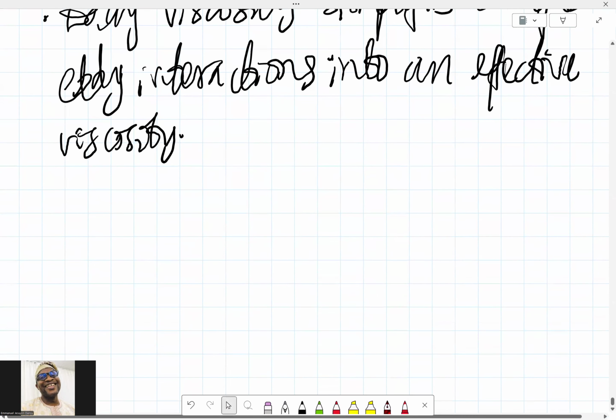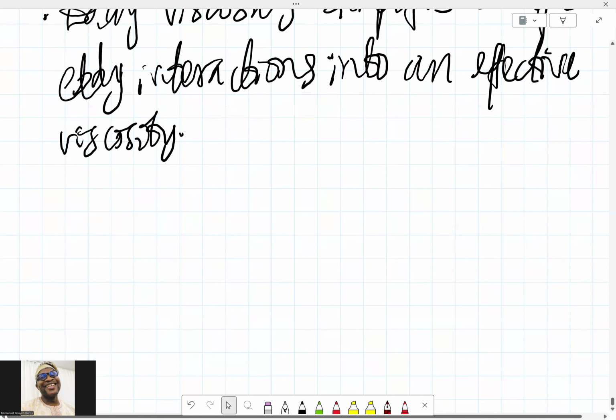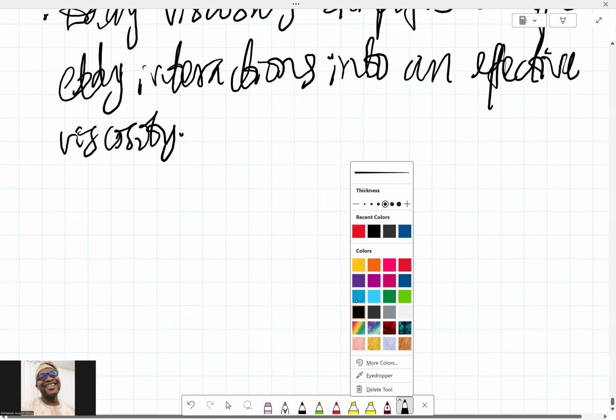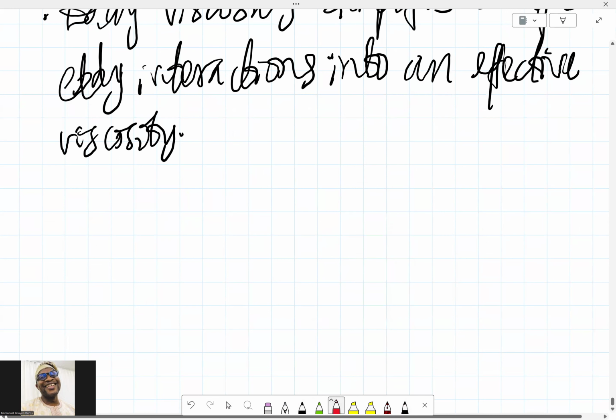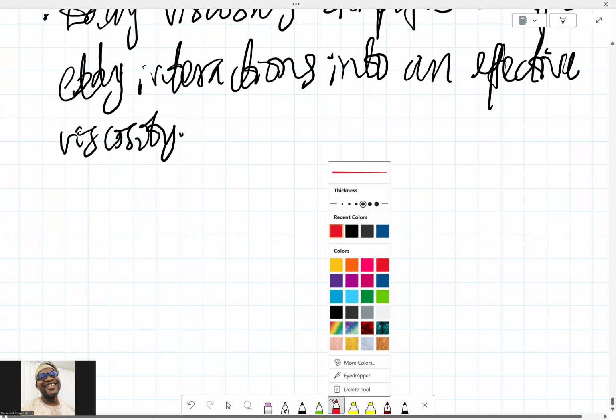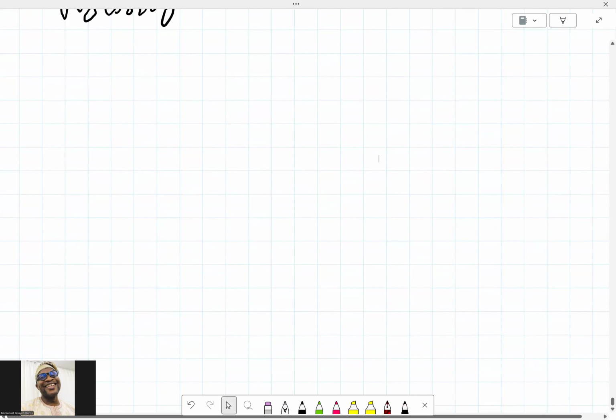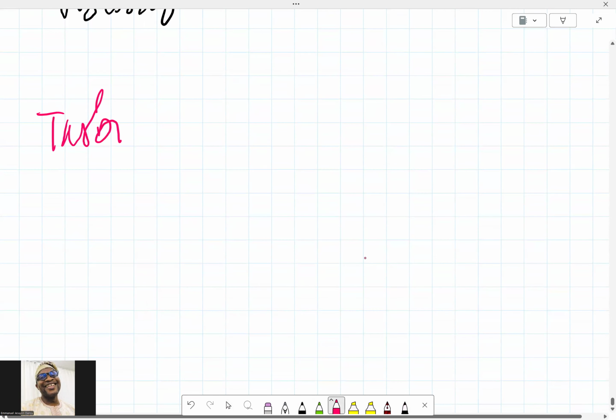Okay, so let's talk about turbulence in context now. I think this is really important. Okay, let me switch over to this black now while I go for this one. So turbulence in context.